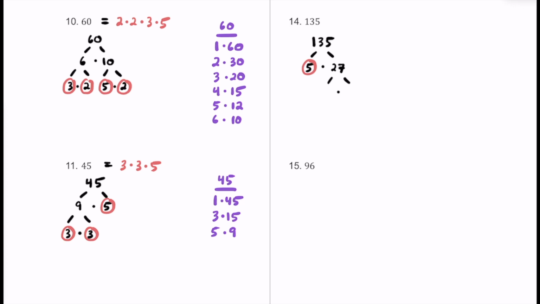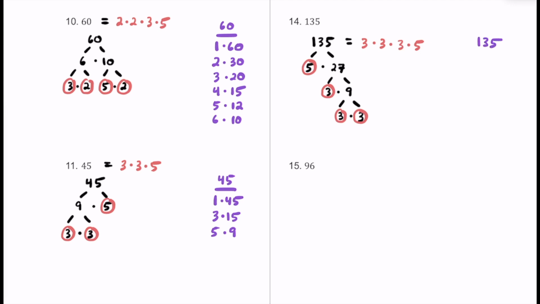For 27, I'm thinking 3 times 9. And this 3 is going to be prime. And this 9 is going to break down into the product of 3 and 3. Alrighty, so it looks like we have all our primes now. So for 135, we're going to say that's equal to 3 times 3 times 3 times 5.